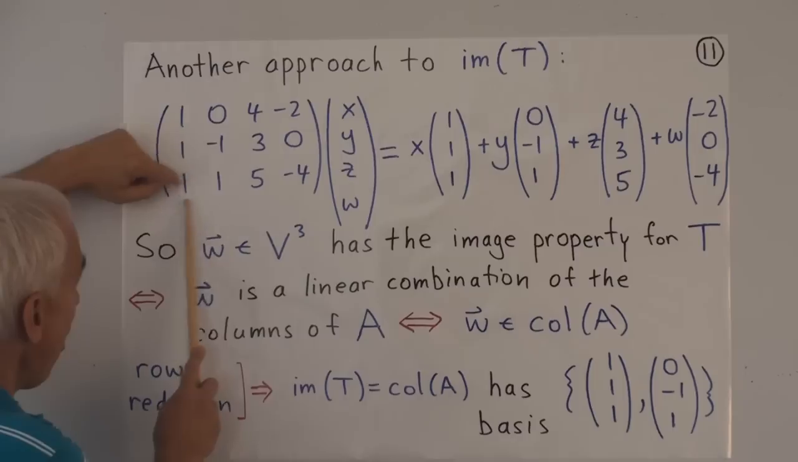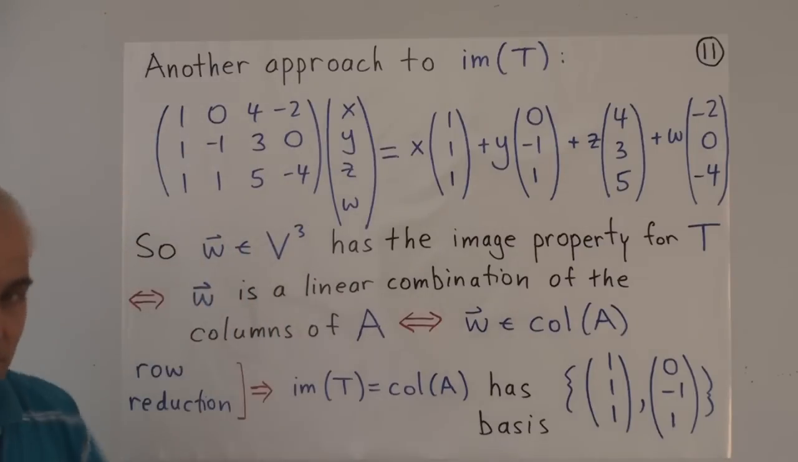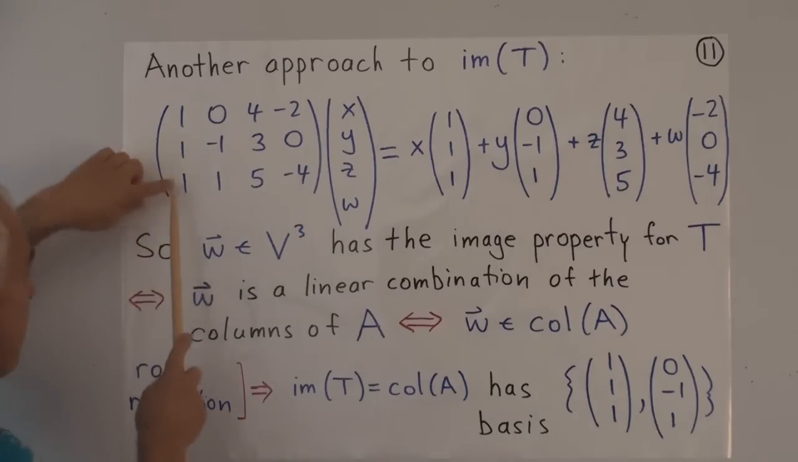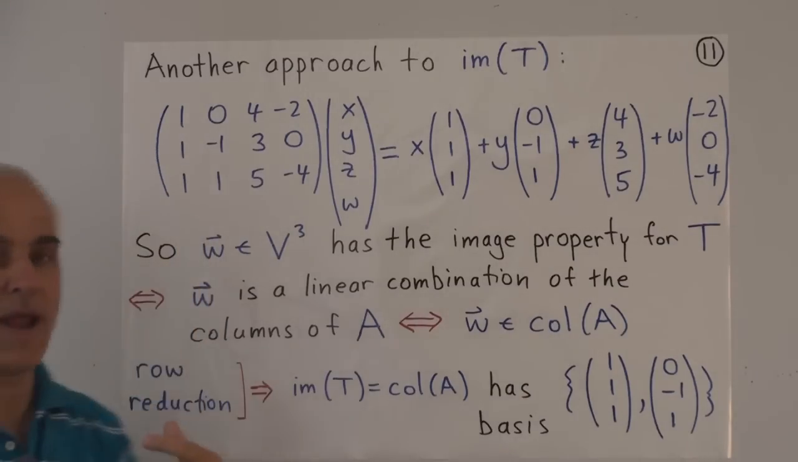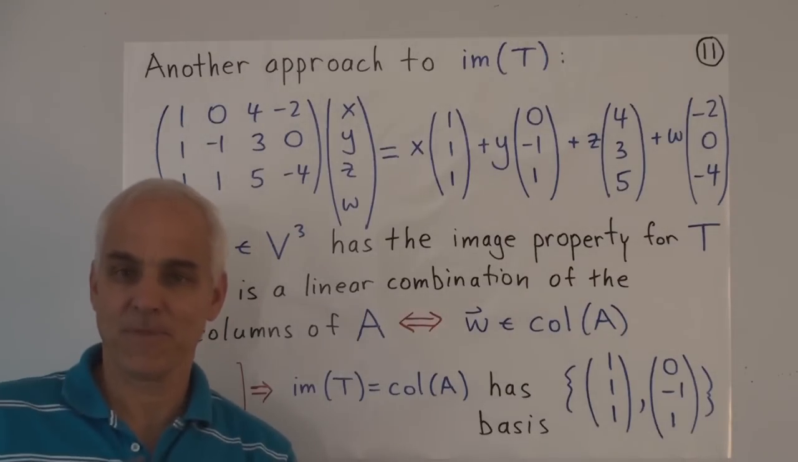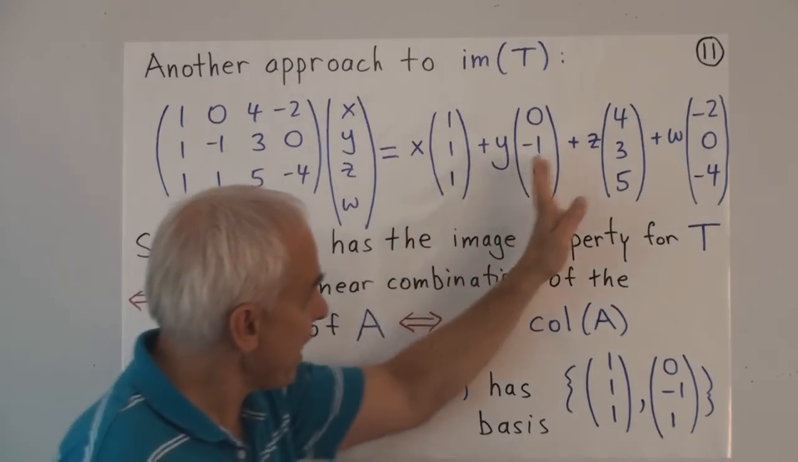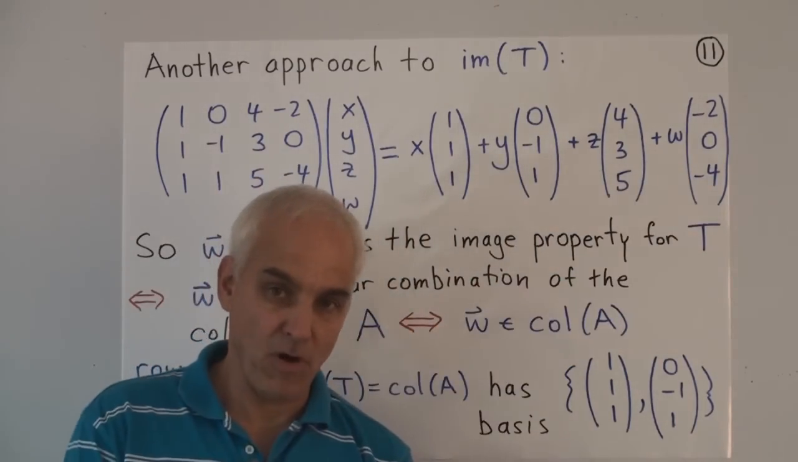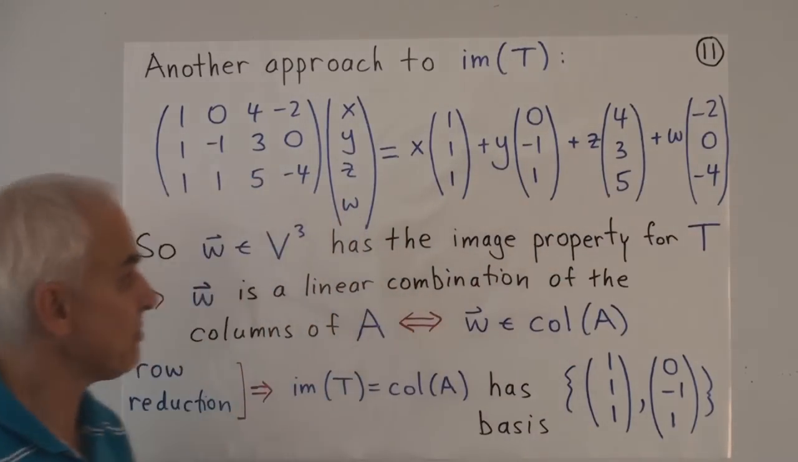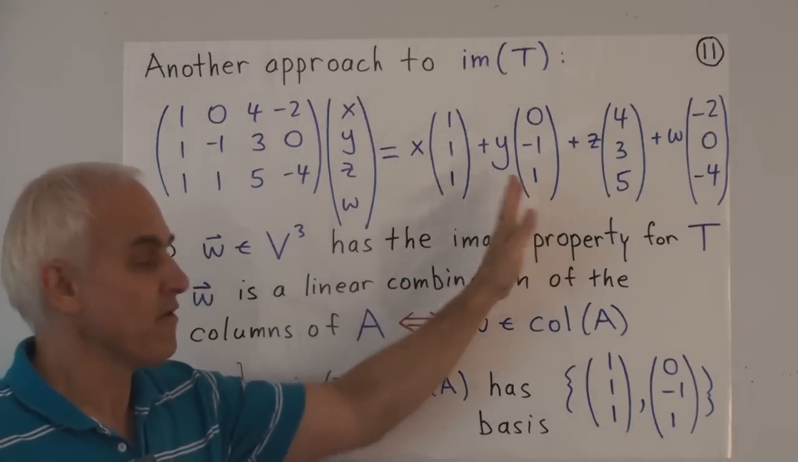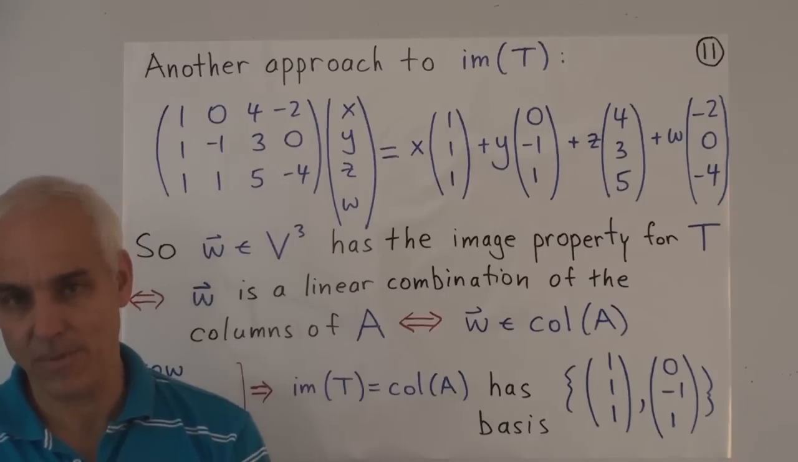So we don't need all 4 columns for the column space of A. The first 2 columns already span the column space. In other words, anything that you can get by adding multiples of these 4 columns, you can also get just by adding multiples of these first 2 leading columns.